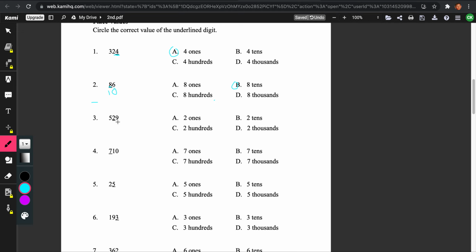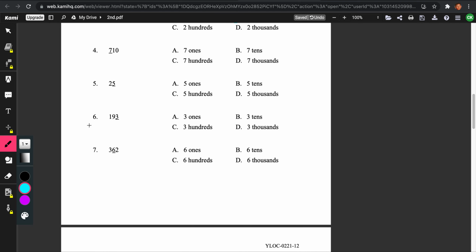Okay, number 3, 529. Okay, you know that there's a ones, a tens, and a hundreds, but we only need to know what the underlined digit is. So the underlined digit is a 2 here, but you gotta look. This is the ones and this is the tens, so this should be 2 tens.